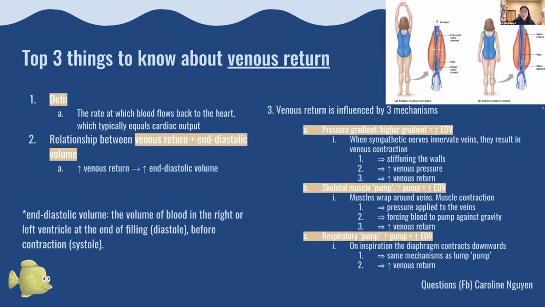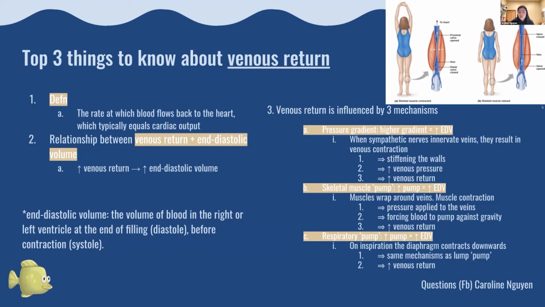Then number 3 is that venous return is influenced by 3 mechanisms. So the first one is pressure gradient. This one's intuitive. If you've got a higher gradient, blood is moving at a greater force because the sympathetic nerves innervate the veins and they result in the veins contracting. When veins contract, it stiffens the walls up and it increases pressure, and that results in increasing venous return. The other 2 are using pump mechanisms.